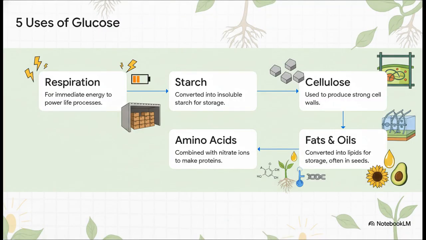Okay, the 5 uses. Number 1, it's used straight away for respiration, giving the plant the energy it needs to live. 2, it's converted into insoluble starch and stored away, kind of like putting goods in the factory warehouse for later. 3, it's used to build cellulose, which makes strong cell walls. 4, it's turned into fats and oils, another way of storing energy, especially in seeds. And finally, number 5, it's combined with nitrate ions from the soil to make amino acids, which are the building blocks of proteins. You've got to know these 5 uses.